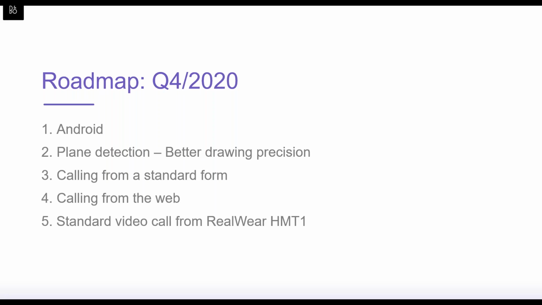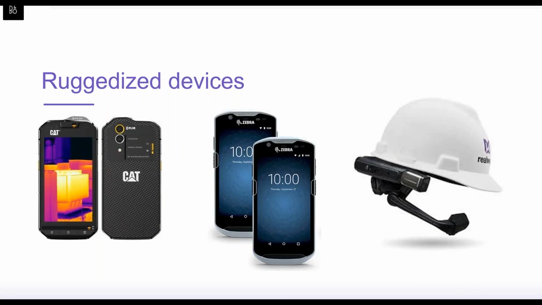Then the plane detection, by that we mean better AR reading of the scene, which will result in better drawing precision. Then, as already mentioned, calling from a standard entity form, also you will be able to not only accept the calls on web, but also to initiate the calls. And the surprise of this release will be standard video calls from RealWare Agent 1. And as I mentioned, having Houston on Android will open the options to have it on all kinds of ruggedized devices.